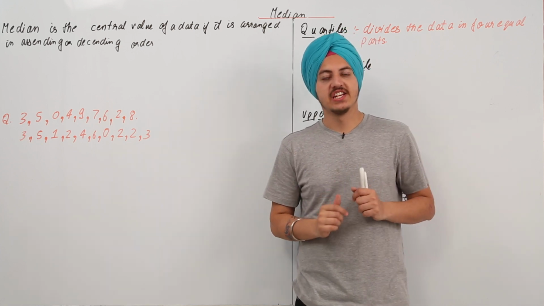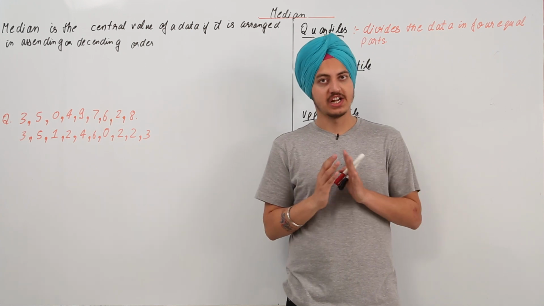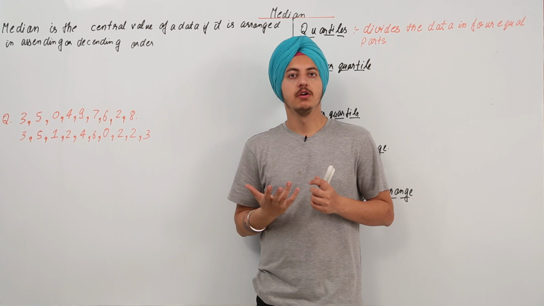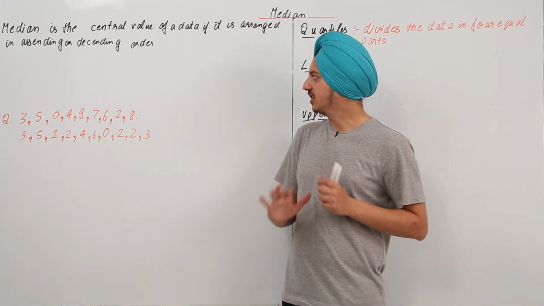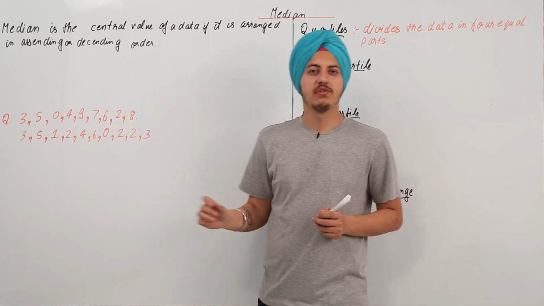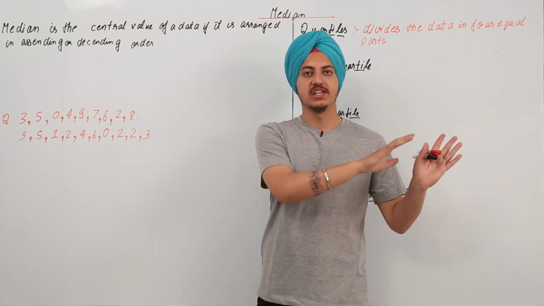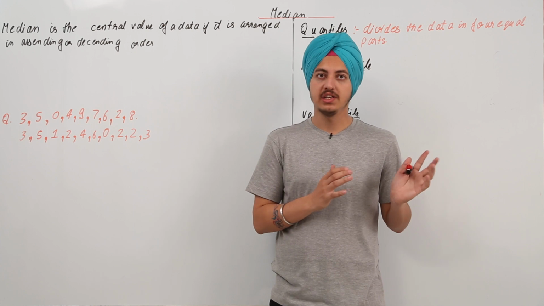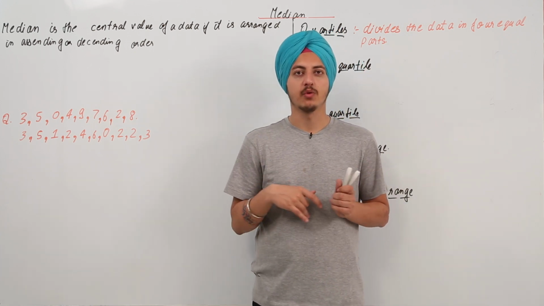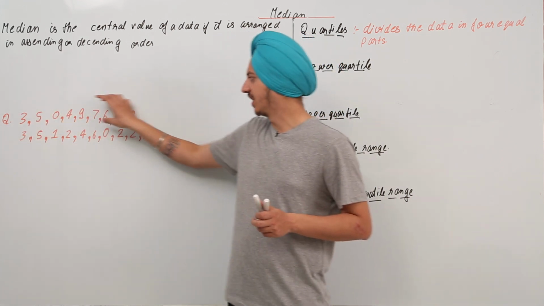If the data is arranged in the ascending or the descending order, the middle term, the central term, is the median of it. Okay, so this means that for any data that is given, to calculate the median, we just have to find the central term if it is arranged in the ascending or the descending order, right? If it is not arranged in that order, then the data will not make any sense. Like this is the data, right?